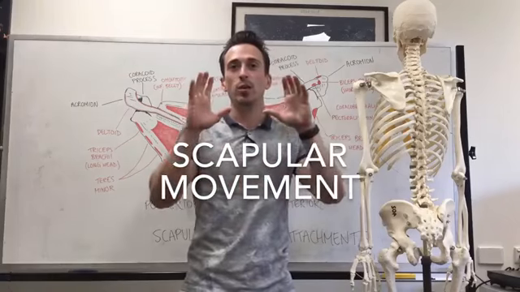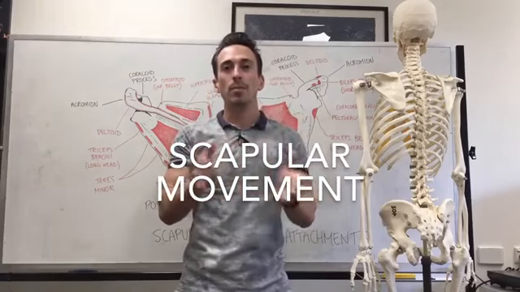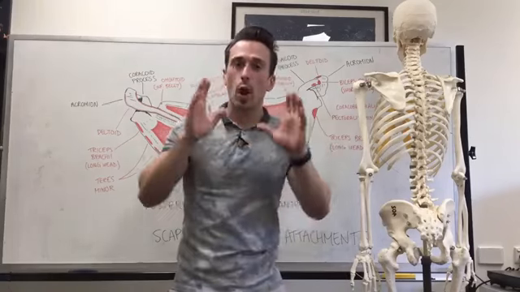In this video we're going to take a look at scapular movement and the muscles involved. We're only going to look at muscles that have direct attachments to the scapula. We know there's muscles that attach to the clavicle and the humerus that play an important role for scapular movement, but they're not going to be the focus today.